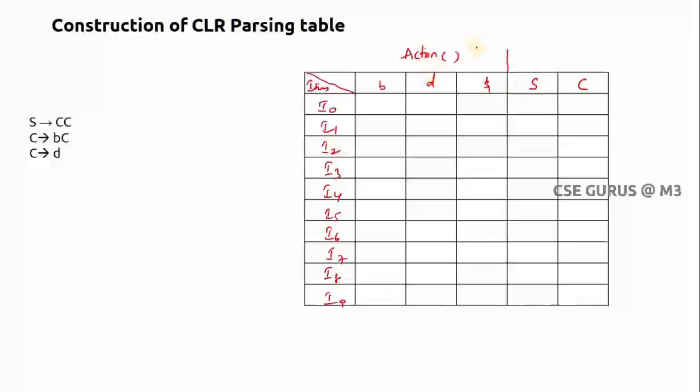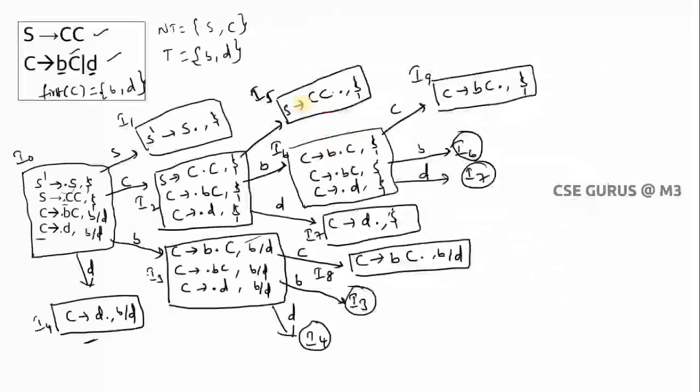The terminal part is called action, and the non-terminal part is go to. So like this we need to write first. So how to fill this parsing table? First of all, what you need to check is, you need to start from I0, go to your construction of LR(1) items.